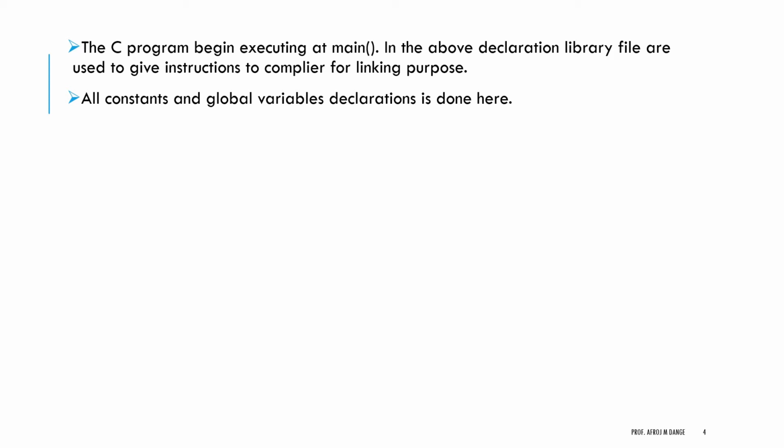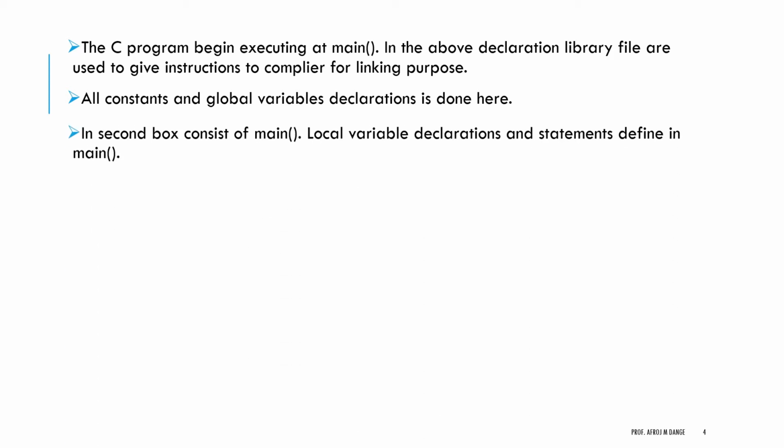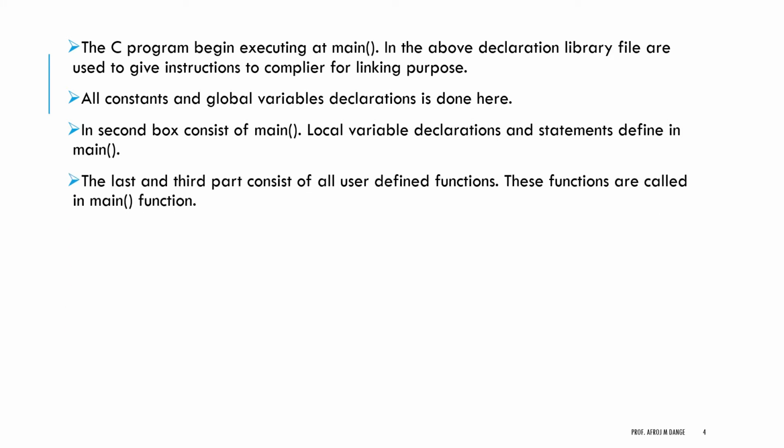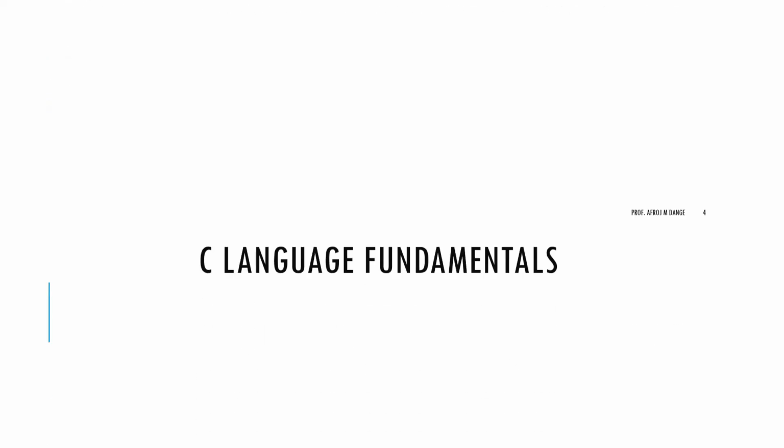C is also called a procedure-oriented programming language, where importance is given to the procedure, that is the task to be done, which is expressed in the form of functions. So functions work as building blocks for the programs. As discussed in the block diagram, the last section consists of functions. These functions are called from the main function.